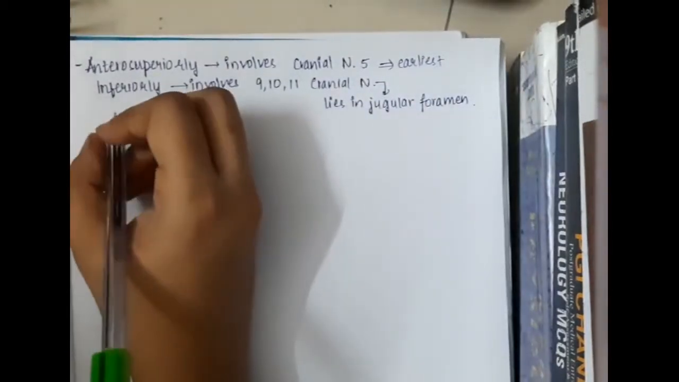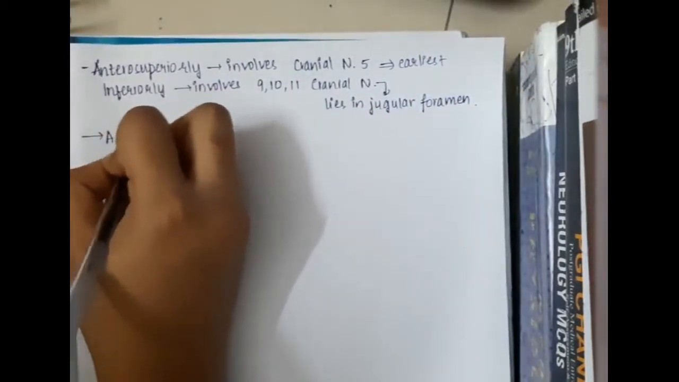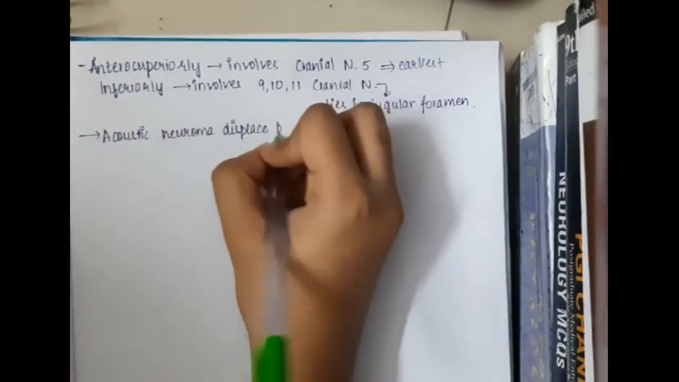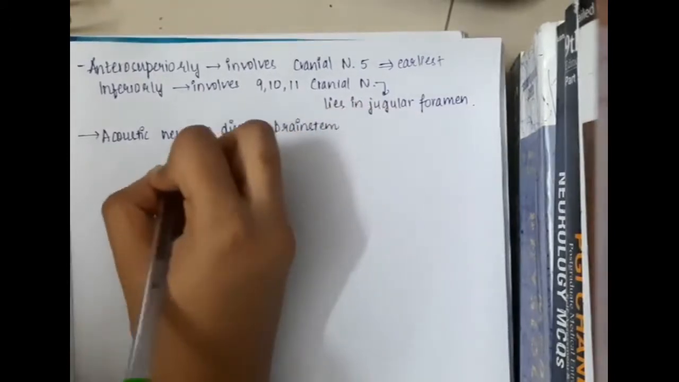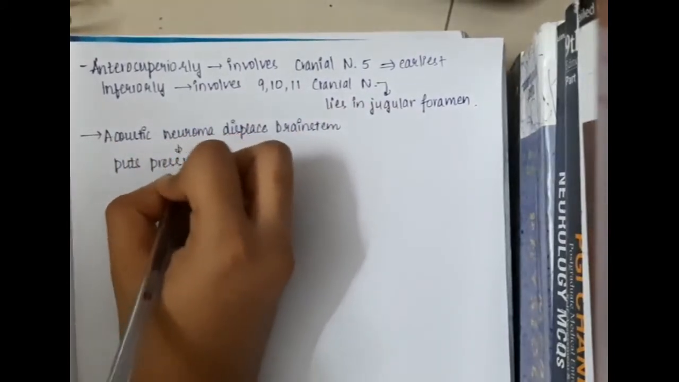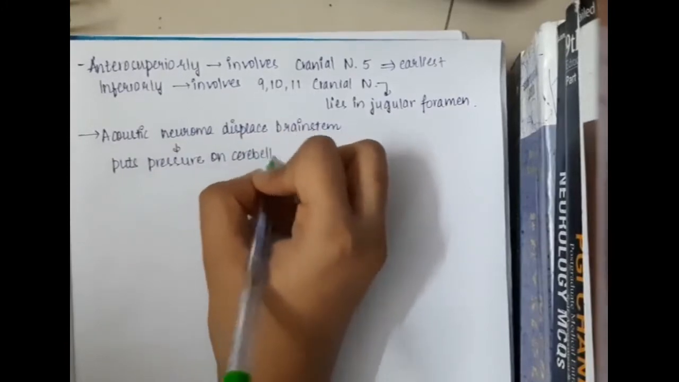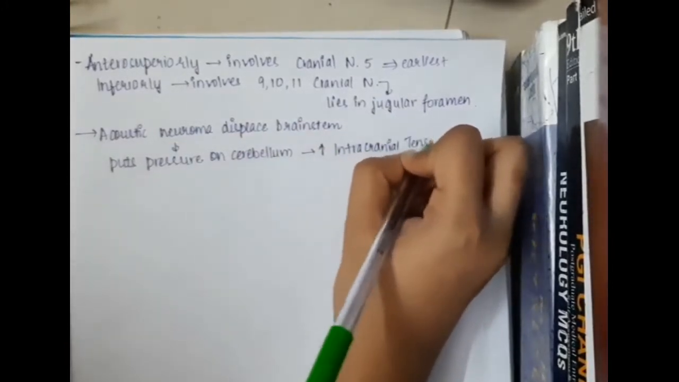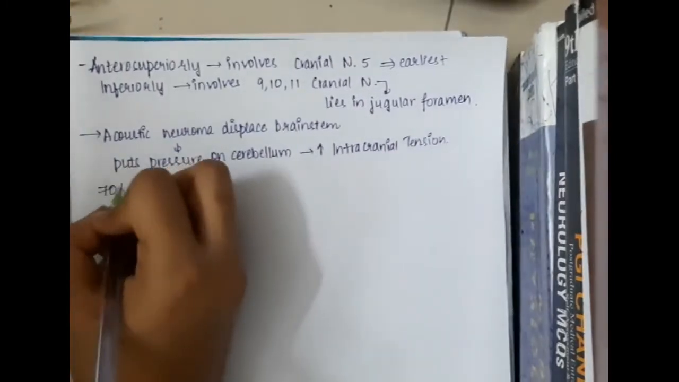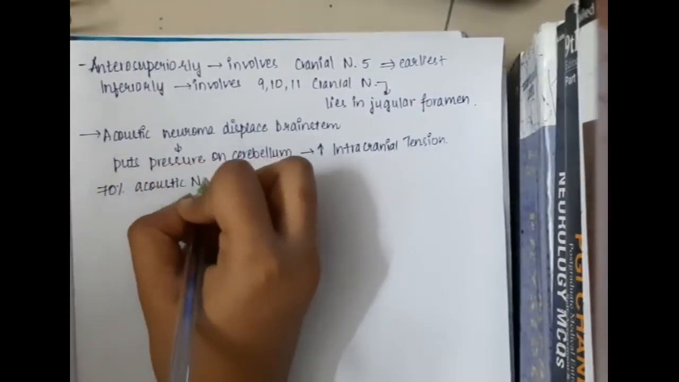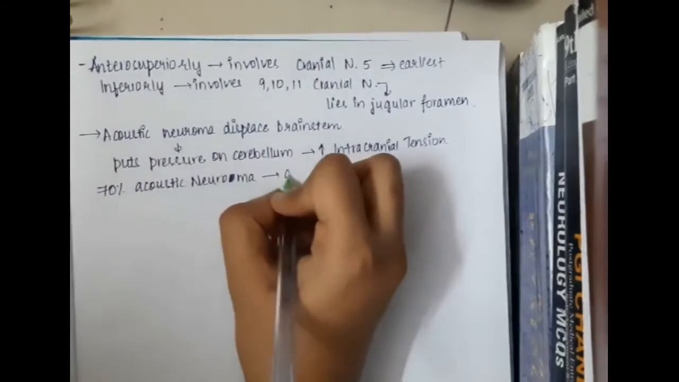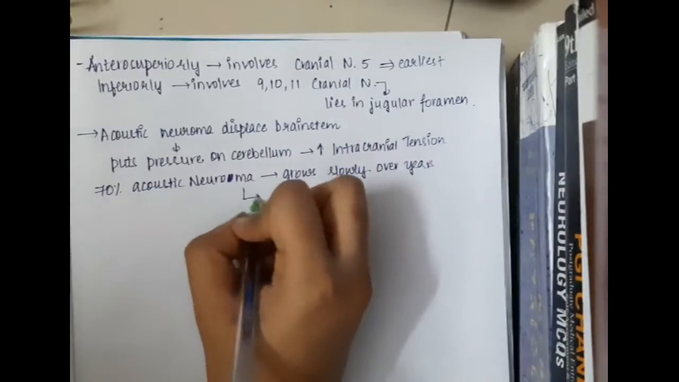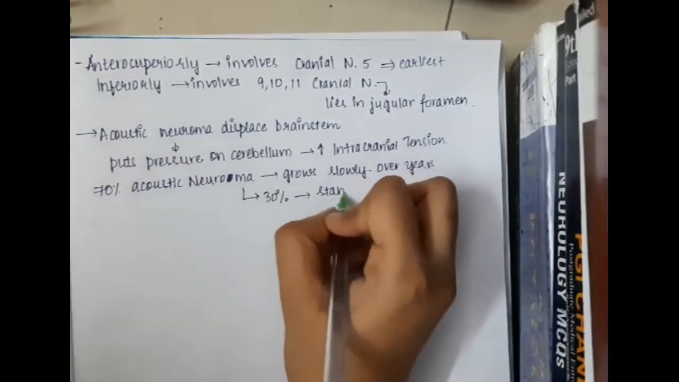Acoustic neuroma displaces the brainstem and puts pressure on the cerebellum, thus increasing the intracranial tension. Almost 70% of acoustic neuromas will grow slowly over years, and almost 30% are stable.